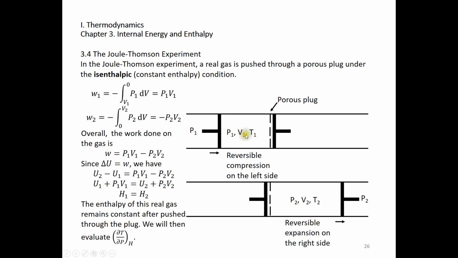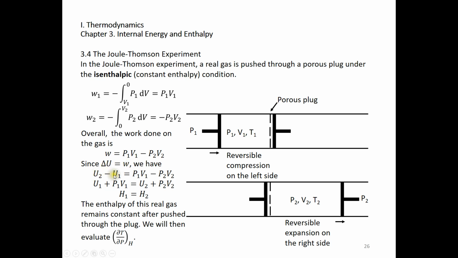So overall, work is done on the system on the left hand side, work is done by the system on the right hand side. The total amount of work is P1 V1 minus P2 V2. We need to sum this up. And because delta U is equal to W, I forgot to mention the entire pipe is well insulated. There's no Q, so Q is 0 for the system. There's no heat transfer between this gas and its surroundings, and therefore Q is 0. Again, Joule and Thomson made sure that there's no heat flow between this real gas and its surroundings throughout this entire experiment. So if Q is 0, delta U is equal to W.